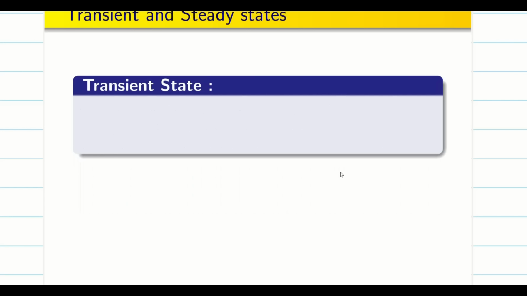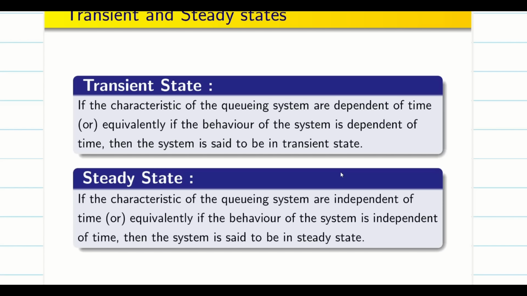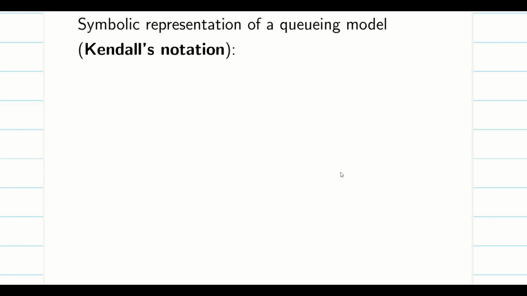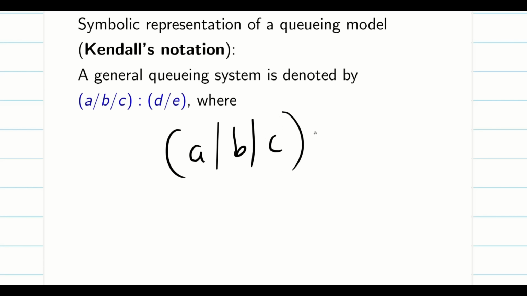Next, we have to learn what is meant by transient state and steady state. If the characteristics of the queuing system are dependent on time, then we say it is transient state. When they are not depending on time, that is, independent of time, then we say it is steady state. Okay, the symbolic representation is given. Let us see one by one. It is given like this: A / B / C / D / E. You can expect at least one MCQ on this. Let us learn one by one.